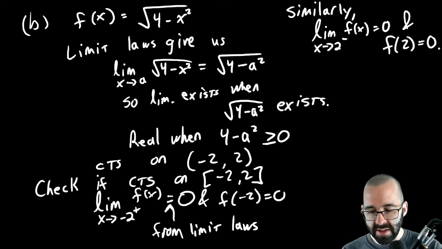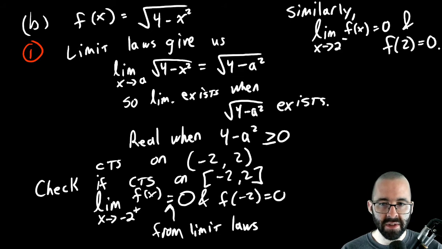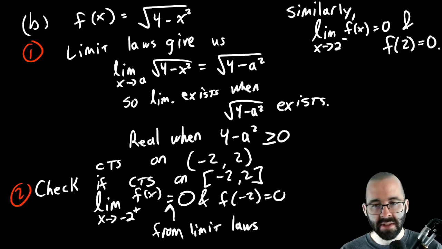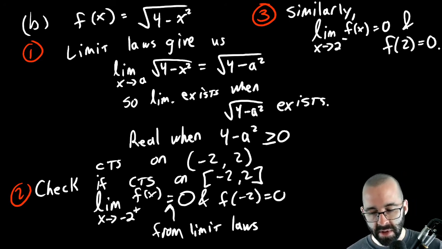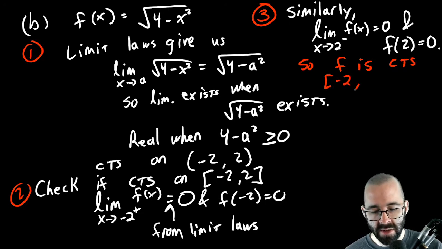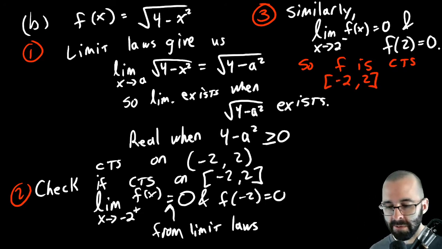So by all of these things, this tells us it's continuous in the open interval. This says it's continuous on the left endpoint. Well, it tells us the left endpoint can be closed. We have one-sided continuity at the left endpoint. And this third thing tells us that we have one-sided continuity on the right endpoint. So we can conclude that f is continuous on actually that closed interval, -2 to 2.